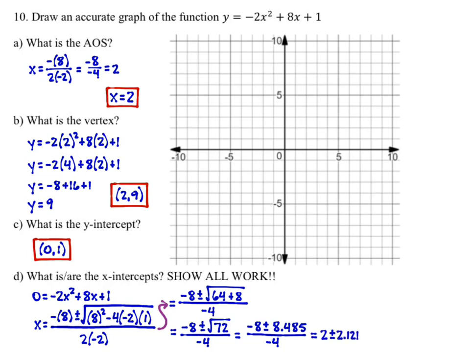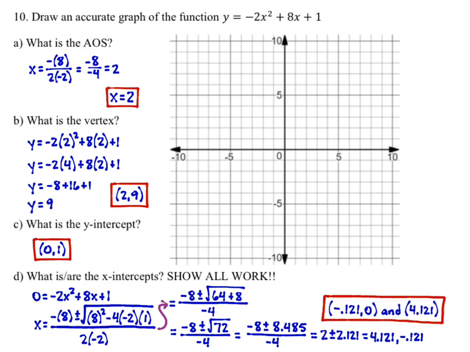And then we're going to get our two cases. Remember the plus or the minus. So what I did here is I said negative 8 divided by negative 4 is positive 2. And then 8.485 divided by negative 4 is 2.121. So we have 2 plus or minus 2.121, which is going to be 4.121. And the other option is going to be negative 0.121. So our x-intercepts, again, are coordinates. So it's going to say (4.121, 0) and (negative 0.121, 0).